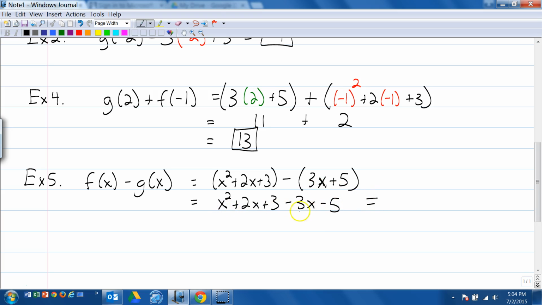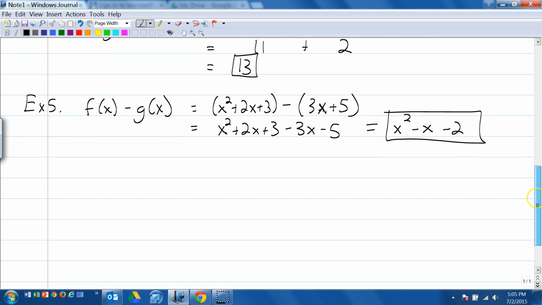And now you can simplify this. We have x squared. 2x minus 3x is a minus 1x. 3 minus 5 is a minus 2. So if you subtract f of x minus g of x, that's what you get. And now you can actually plug in if you want to know, well, what happens when I want f of x minus g of x at 3? You can then plug a 3 in and evaluate. Okay? Alright. Now, those are the more basic ones.